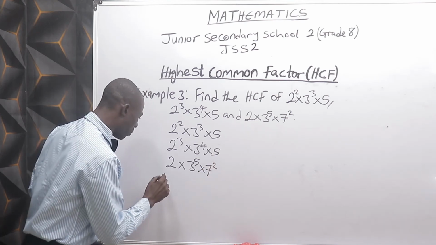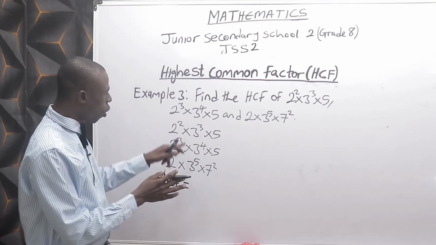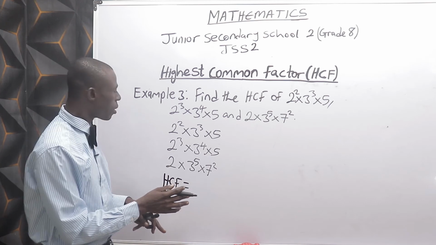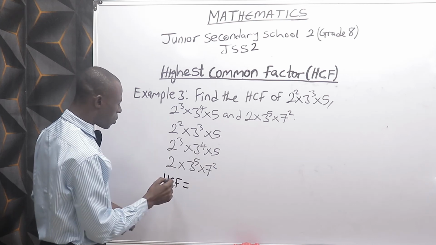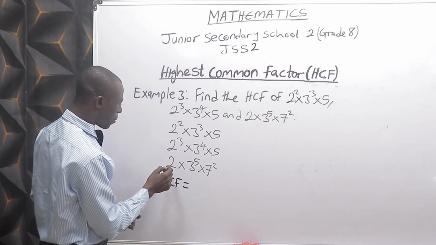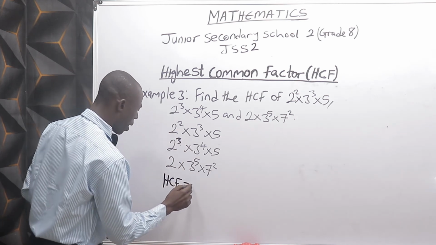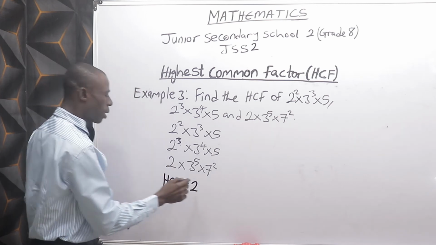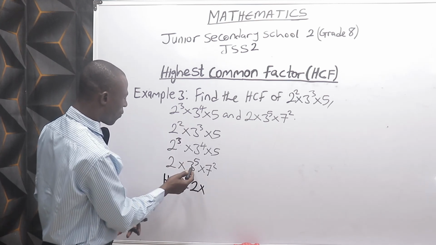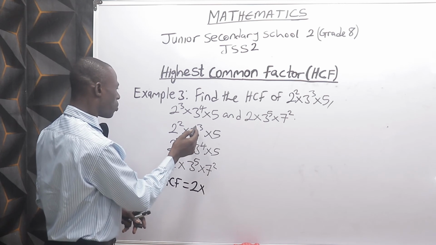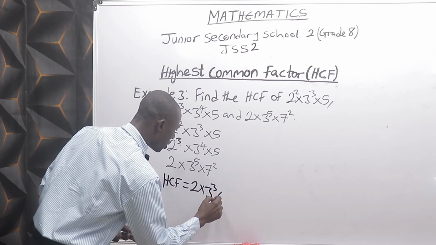The HCF of the 3 expressions we have here will be the product of the common factors to the 3 expressions taken in their lowest power. 2 is common to them. We have 2 raised to power 1 here, 2 raised to power 3 here, and 2 raised to power 2 here. In its lowest power, it is 2 raised to power 1 that we take. Times, what else is common? 3 is common, but we have 3 raised to power 5 here, 3 raised to power 4 here, 3 raised to power 3 here. But we take the one with the lowest power, that is 3 raised to power 3.